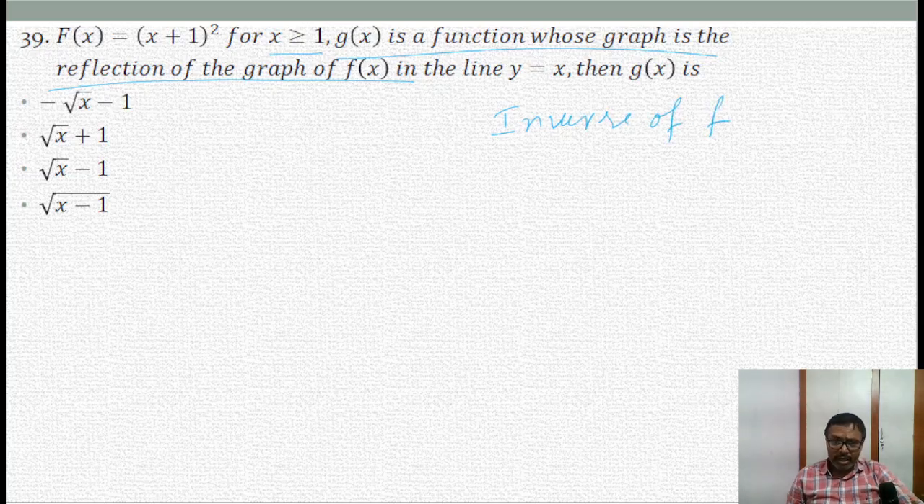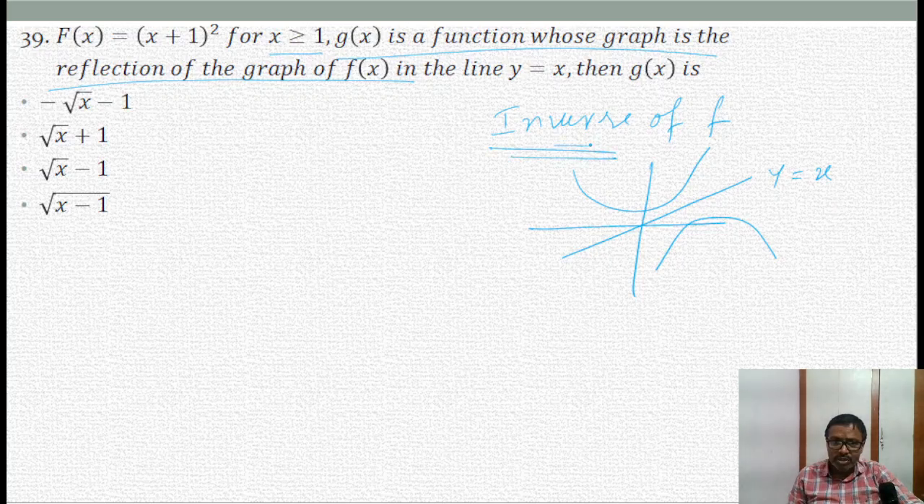For the inverse of f, the graph will always be the reflection over the line y is equal to x. This line is there, y is equal to x. If the curve is like this, then the reflection will be like this. They are talking about these two. Reflection over y is equal to x gives you the inverse of the given function, and we know how to find the inverse of the given function. Here it is very simple, no need to do anything.